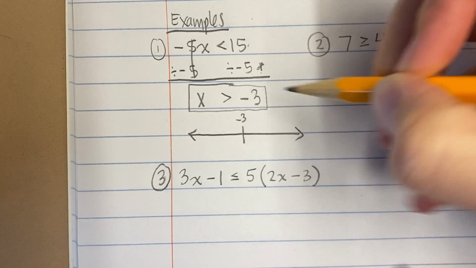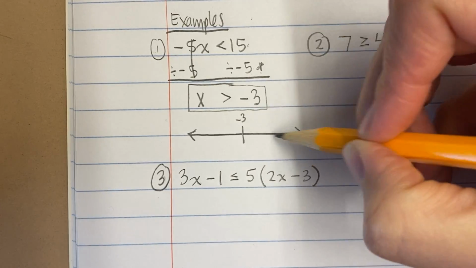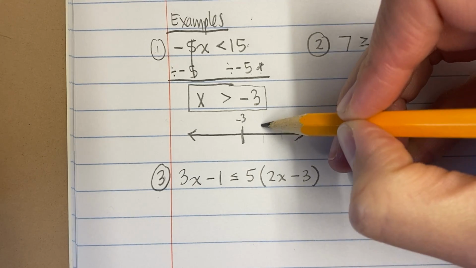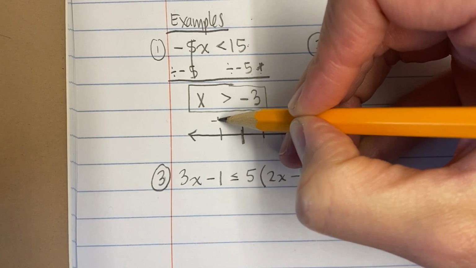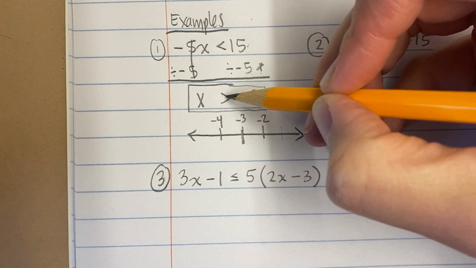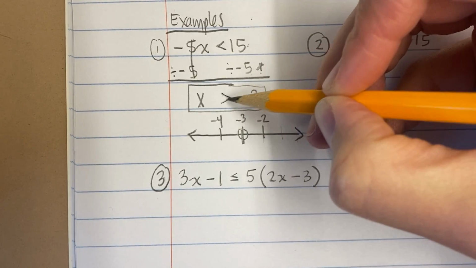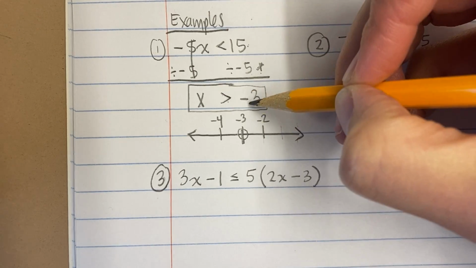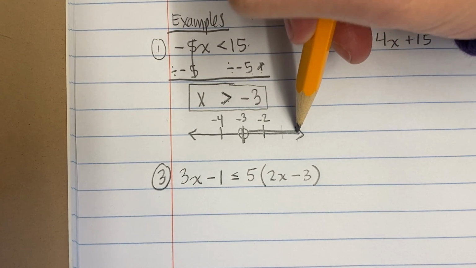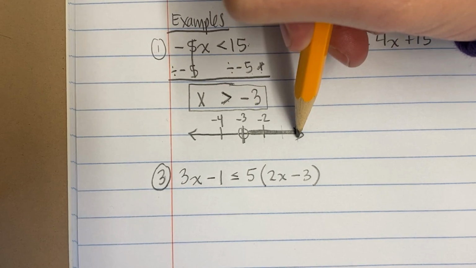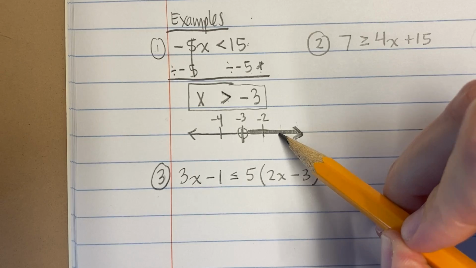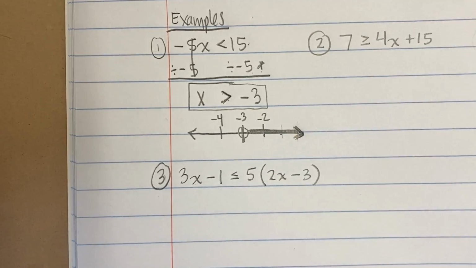My graph here is at -3. When my graph is on the negative side, imagine this is 0 over here. This is -1, -2, -3, -4. It looks like this. This is an open circle, because this is greater than, right? It can't be equal to -3. It has to be greater than -3. And since x is greater than -3, I'm shading to the right. So my graph looks like this, which means my answer could be -2, -1, 0, 100, it could be anything along this line.